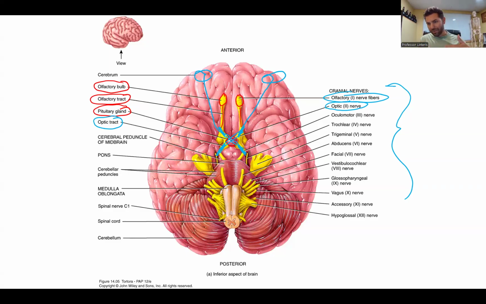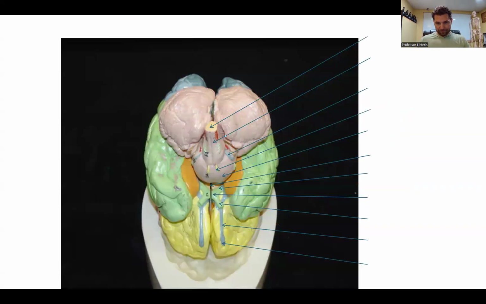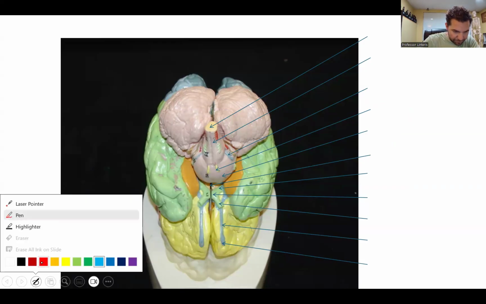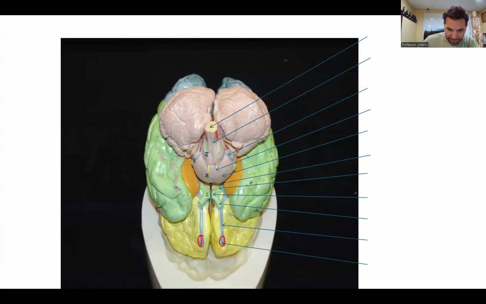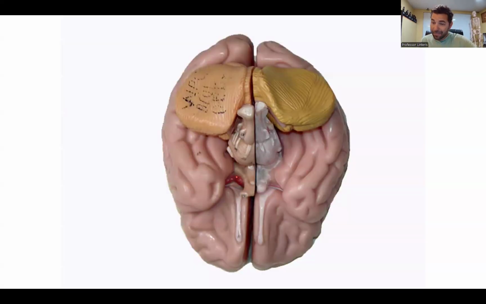Obviously, you can see pons, medulla, spinal cord, things like that that we've already discussed, cerebellum, frontal lobe, temporal lobes, etc. But because we're going to be talking about special senses, I wanted to make sure I included this. You can see these structures on here, right? Olfactory bulbs, tracts, optic nerve, chiasm, tracts, etc. Right? As well as other structures we've already discussed. We can see them on here as well. This is just another picture for practice.